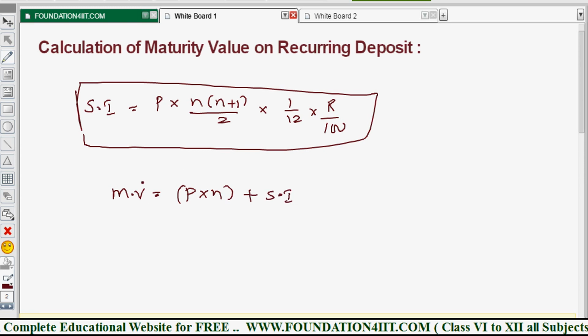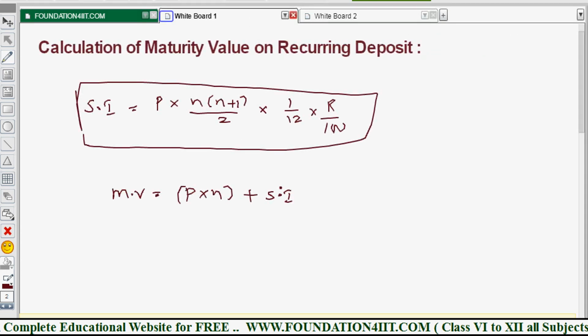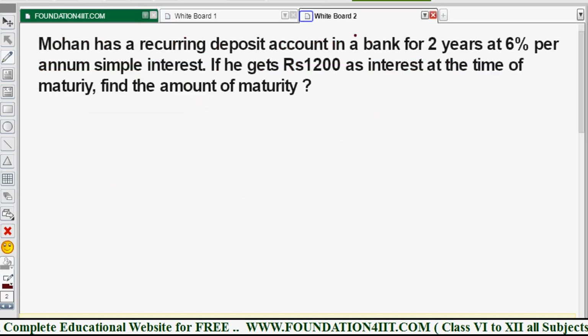So to find out the maturity value, you need the P value, monthly installment, and n value. In this problem, n is given. n is 2 years, which means 24, and simple interest is also given. Only the P value is needed. If you get the P value first, that means the monthly installment, then you can find out the maturity value. So let us take the given data and solve this problem.